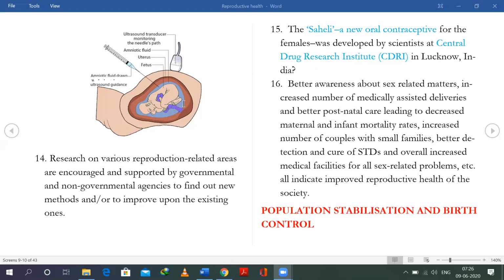Now we need to collect these cells and study them for any genetic abnormalities. To perform this procedure, the expert doctors use two instruments. One of them is a long needle connected to a syringe, and we have a transducer.